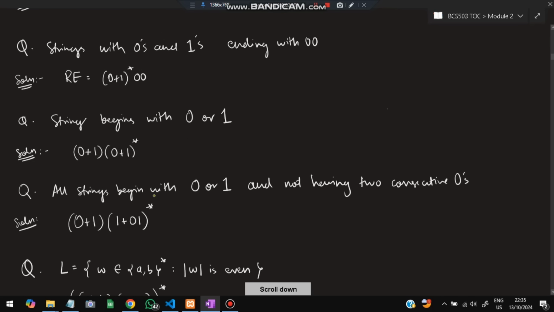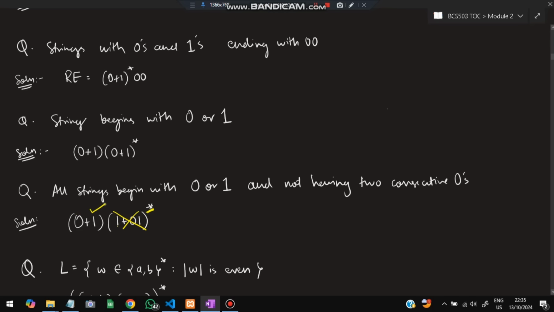Okay, all strings begin with 0 or 1 and do not have two consecutive zeros. It should not have two zeros together. For that, what combinations can I have? It should not have two consecutive zeros, which means either only 0 can be accepted. If I take 0 from here, I will not take anything from the other part, because the star is there, I can include it 0 number of times also. So 0 will be included.